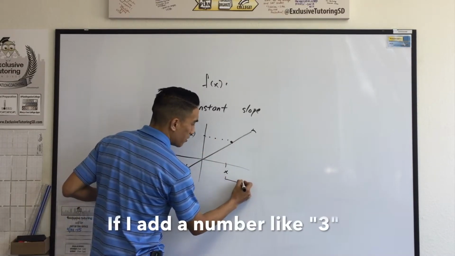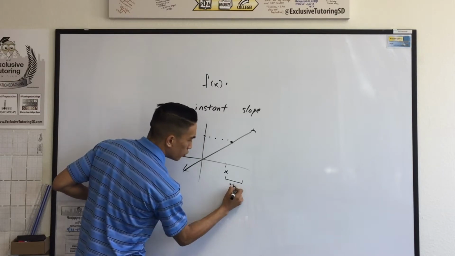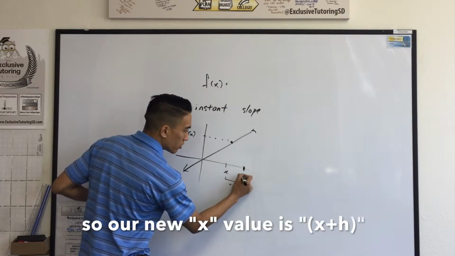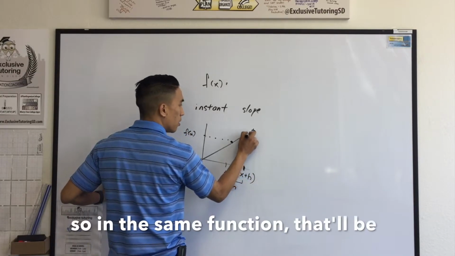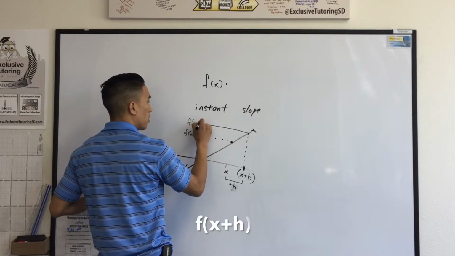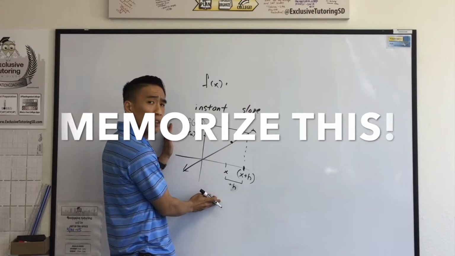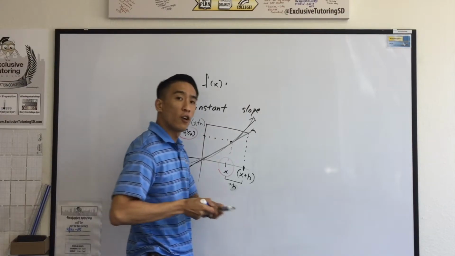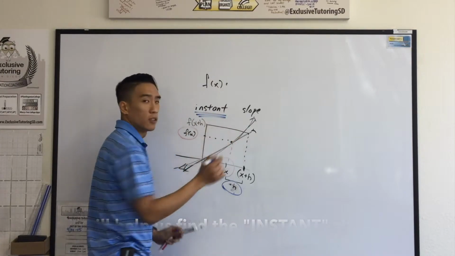If I add a number, so let's say if I add 3, we're just going to represent that as an h here. That new value is going to be x plus h over here, which means if I plug that into the same function, that will be f of x plus h. All right? To memorize this graph, it's really not that hard if you look at it. This value of h is what will help us find and figure out that instant situation.